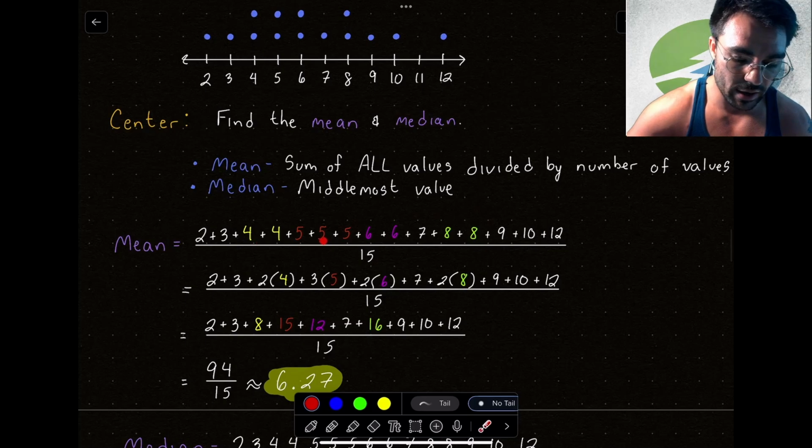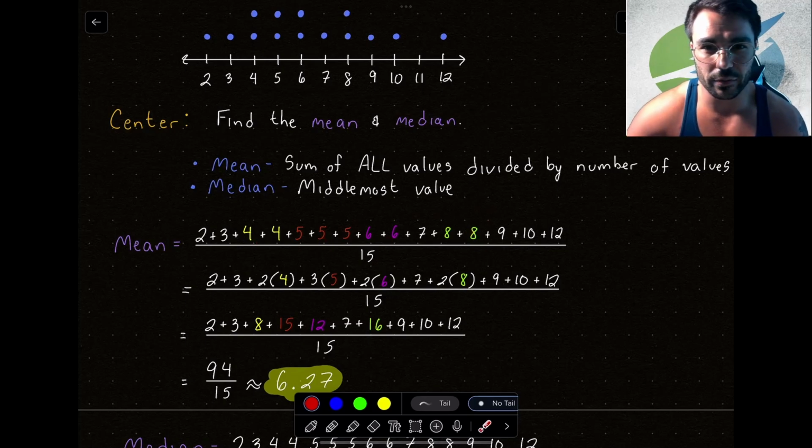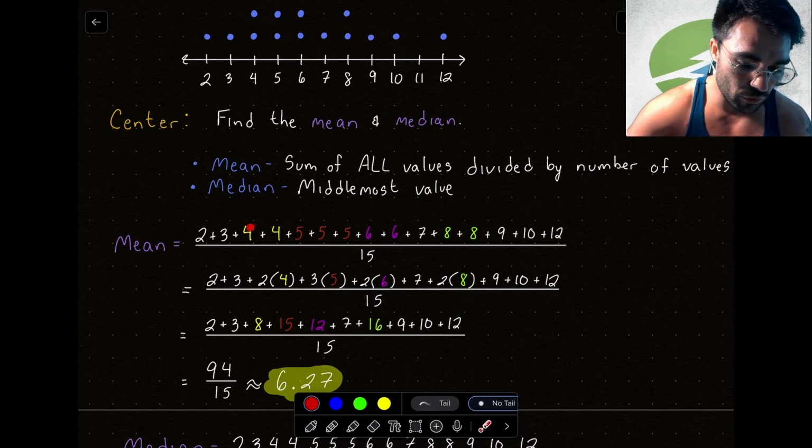Now you can see I color-coded some of the values. This is just a little trick I like to do for multiplication. I think it makes it a lot easier. We have two 4s, so we could say 2 times 4 instead of 4 plus 4. Three 5s, 3 times 5, two 6s, 2 times 6, and two 8s, 2 times 8.